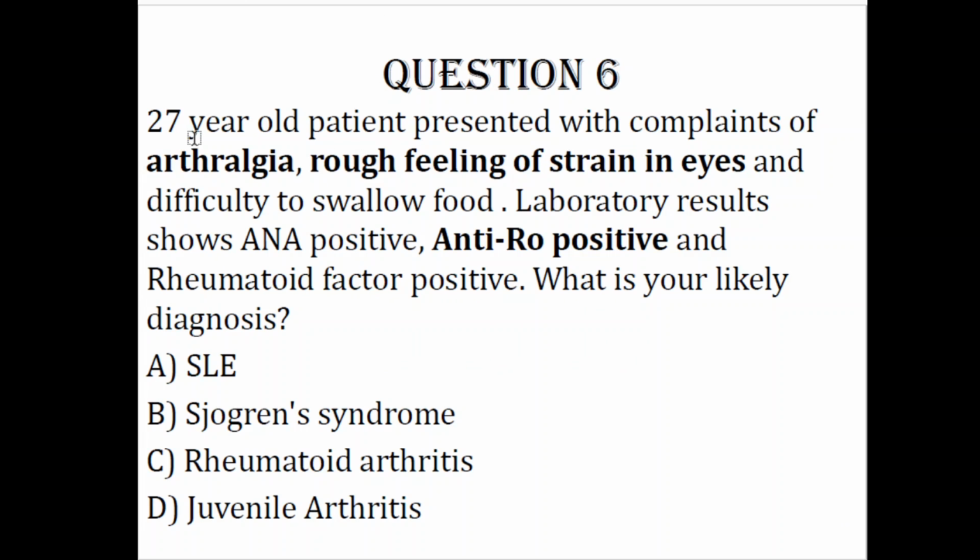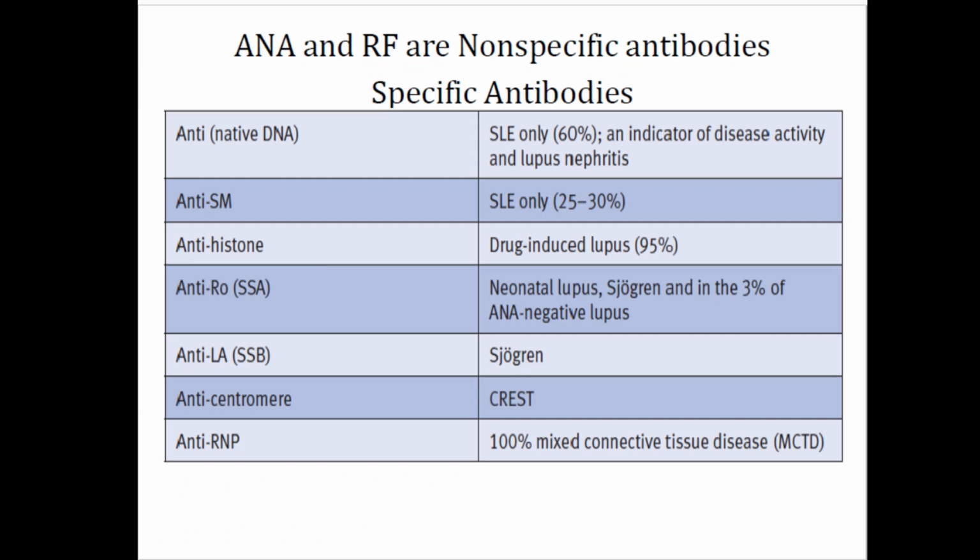Question number 6. A 27-year-old patient presented with complaints of arthralgia, that is joint pain, a rough feeling of strain in the eye, which is more like a sandy feeling in the eye, and difficulty swallowing food. The laboratory results show anti-nuclear antibody positive, anti-Ro positive, and rheumatoid factor positive. Now, what is your likely diagnosis? Let's go to the explanation and then we come to the answer.